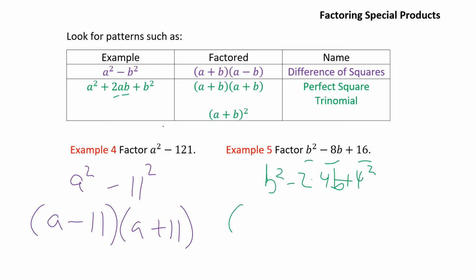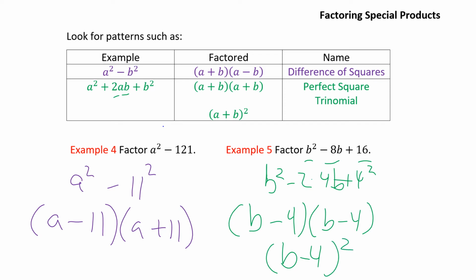When we go to factor this, check out what happens if we say b minus 4 times b minus 4. Reverse the process. For the F we're going to get b squared. For the outsides, minus 4b. For the insides, minus 4b. That's where the minus 8b comes from. And negative 4 times negative 4 is 16. We can write that as b minus 4 squared.